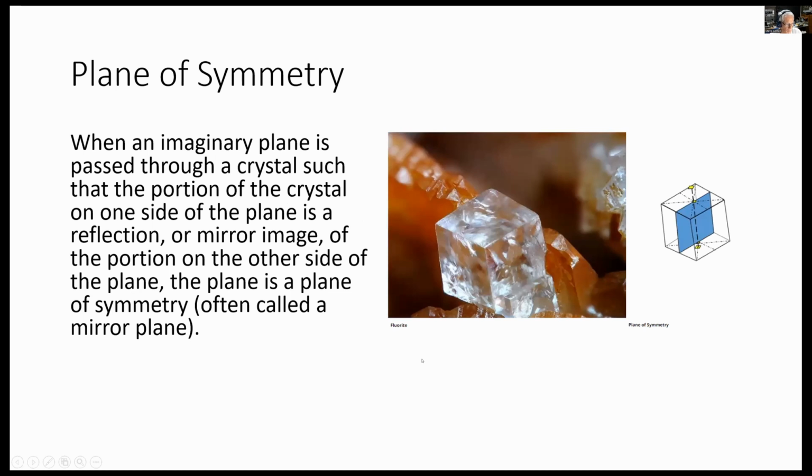And then you have a plane of symmetry. Again, on the right-hand side, we've got a fluorite cube, and you've got 3 planes of symmetry shown here. The blue one is one. Then you've got one which goes from corner to corner. And then you've got another one that goes through this set of faces here. That gives you 3 separate planes. The plane of symmetry is, if you split a crystal into 2, one half should be the mirror image of the other half. That's why it's called a mirror plane.